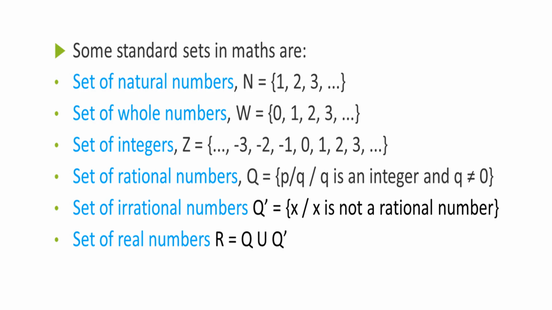Some standard sets in maths are the set of natural numbers N: 1, 2, 3 and so on. The set of whole numbers means the set of natural numbers including 0. The set of integers means negative numbers, 0 and positive numbers. The set of rational numbers means any number which you can express in the form of p by q. The set of irrational numbers means a number which is not a rational number. The set of real numbers means the set of rational numbers union the set of irrational numbers. And in addition, you can also have the set of complex numbers.